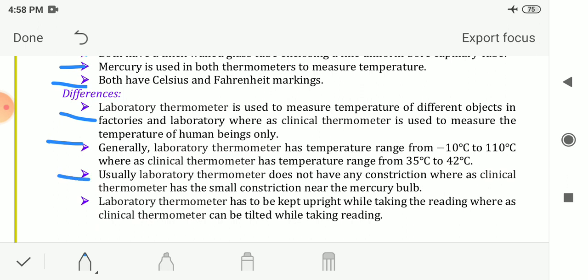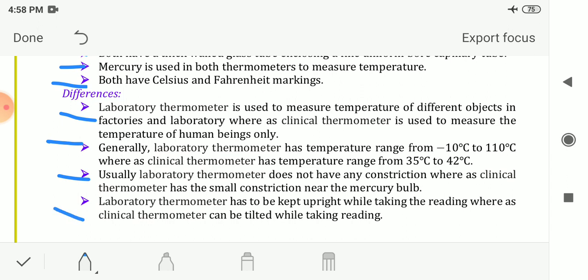Next, usually a laboratory thermometer does not have any constriction, whereas a clinical thermometer has a small constriction near the mercury bulb. As we have seen, the clinical thermometer has a small constriction, or you can say a kink, near the mercury bulb, and it prevents the measurement from falling down. Whereas the laboratory thermometer doesn't have a kink. So that is also a difference between these two thermometers.